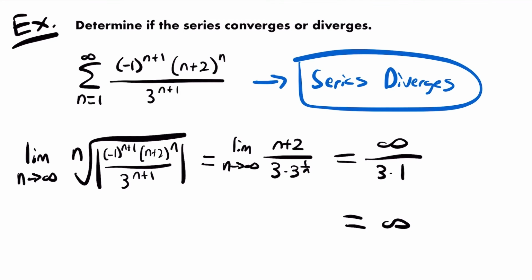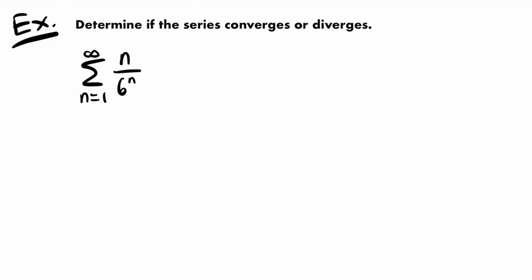Okay? Let's look at one more example for this video. All right, so here's our last example. Once again, we want to determine if the series converges or diverges. This time our series is the sum from n equals 1 to infinity of n divided by 6 to the power of n. Now for this series, there are a bunch of other methods that you could use to test the convergence of this series. But for this video, we're focusing on using the root test.